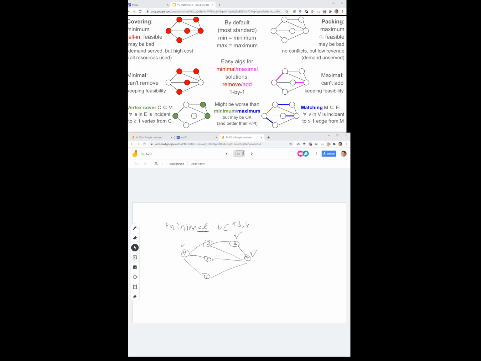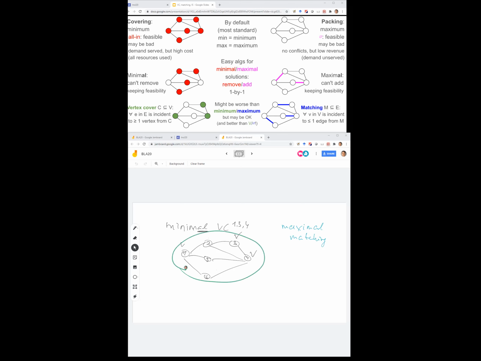So let's similarly find a maximal matching in this graph. I will use the same graph, just use a different color. Maximal matching. So again, to remind you, to find the maximal solution, here is our algorithm. You start from the empty set, which is obviously feasible, and add edges one by one until you can add no more, because if you add more, then you will violate the requirement for the edges to be the matching. Okay, so this is our matching.